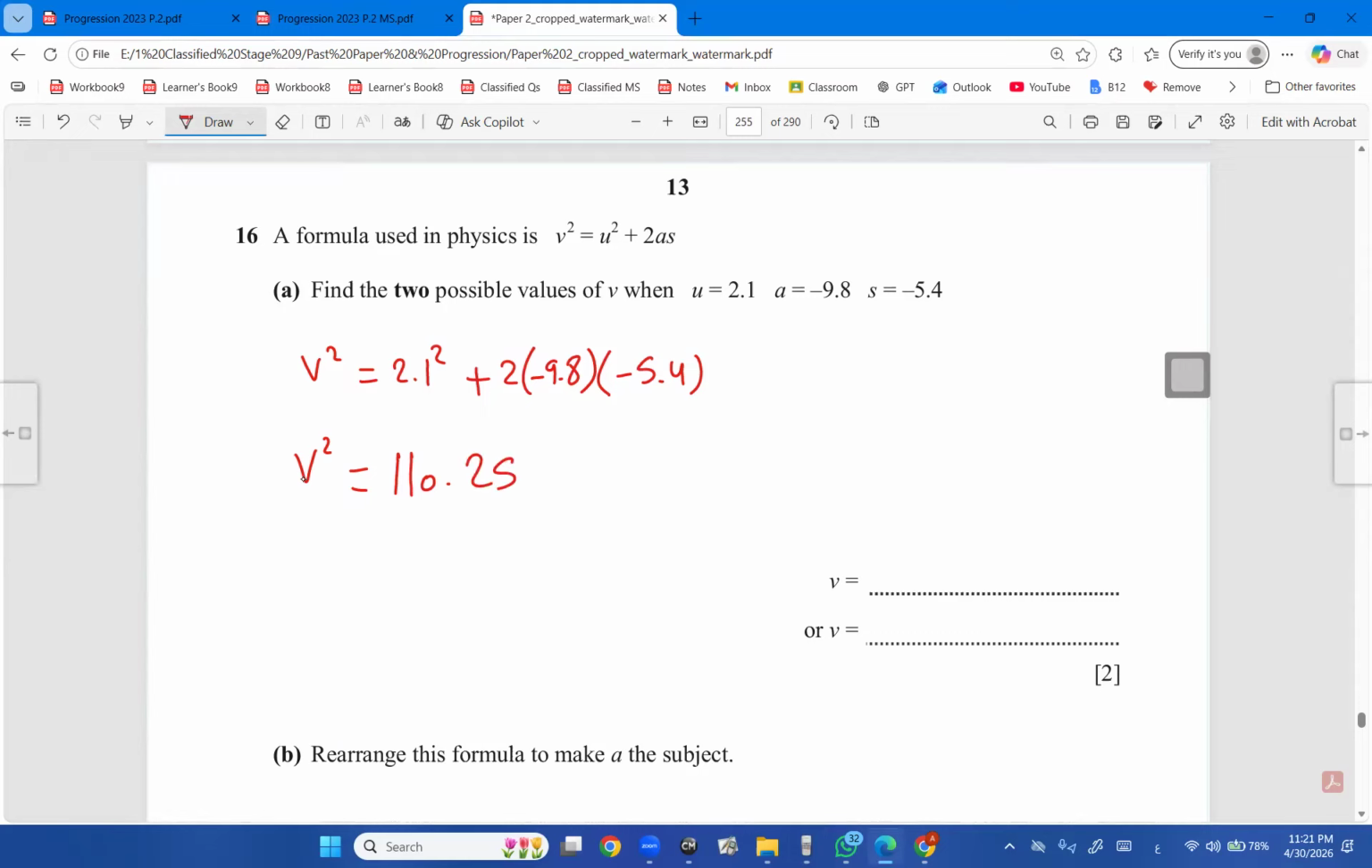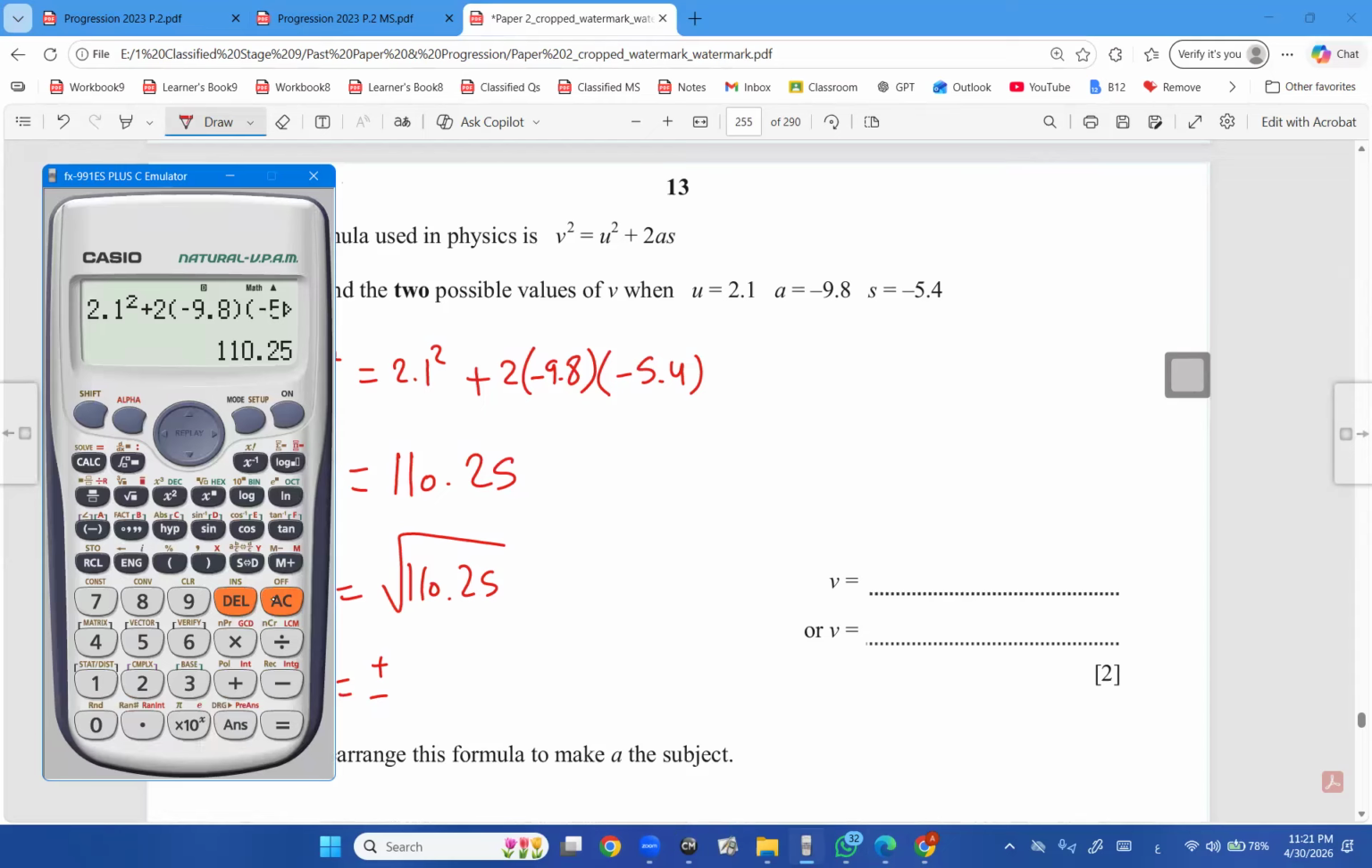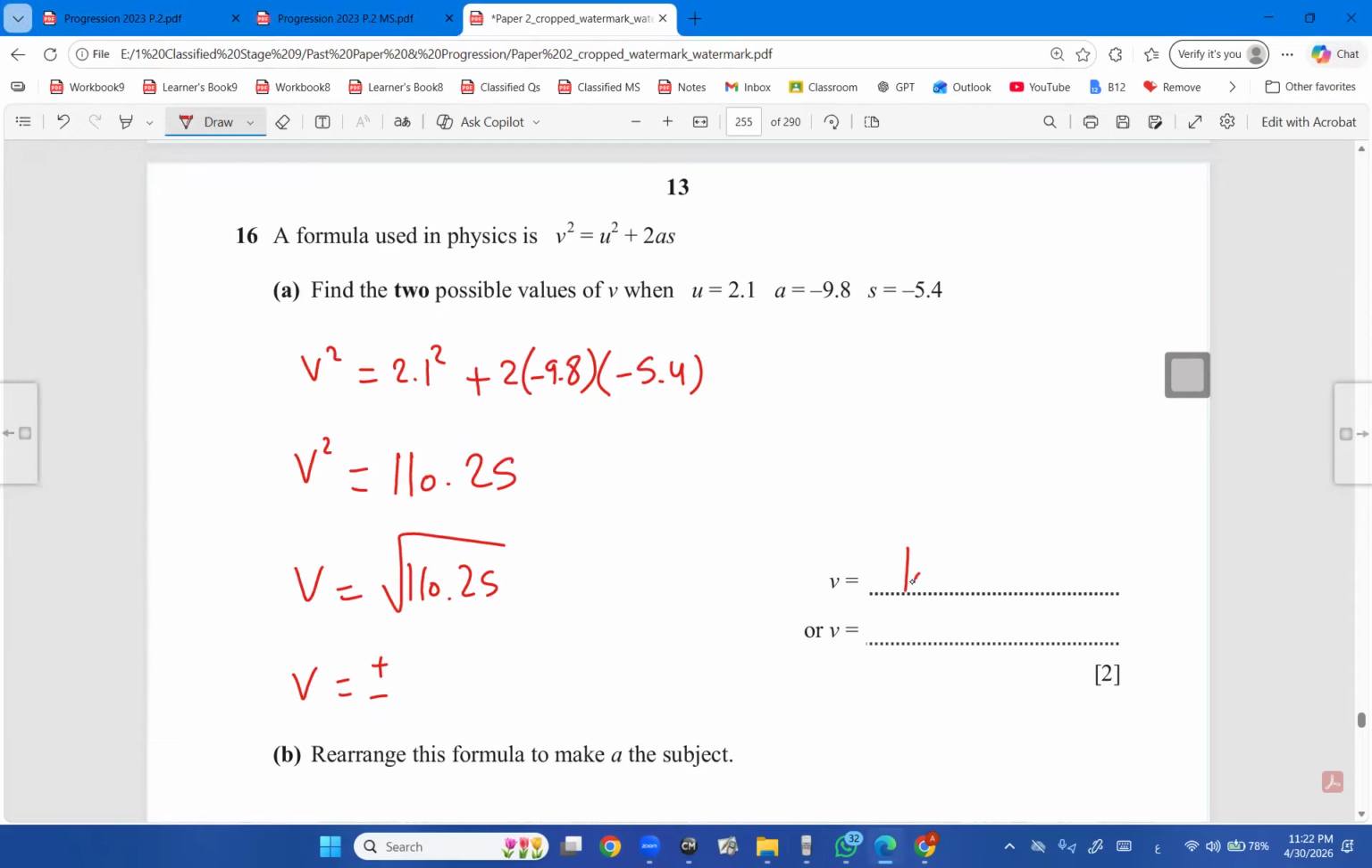110.25. But Mr., what is v equal to? v is the square root of that. Okay, Mr., but they said v is what? We know that the square root of any value is positive or negative. So let's do this. Square root of 110.25 equals 10.5, positive and negative.